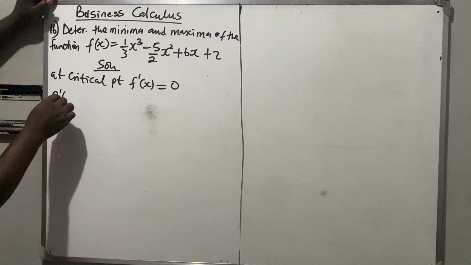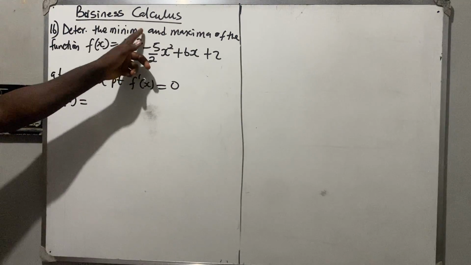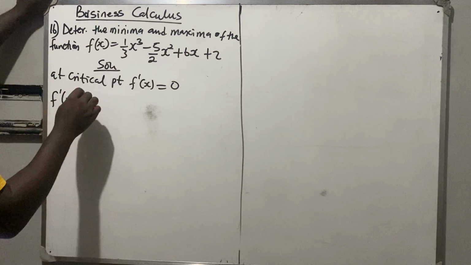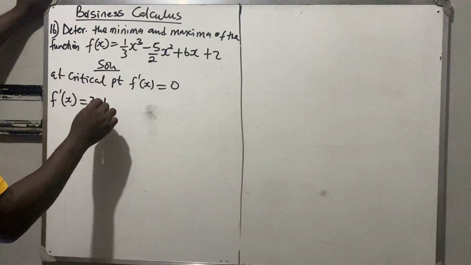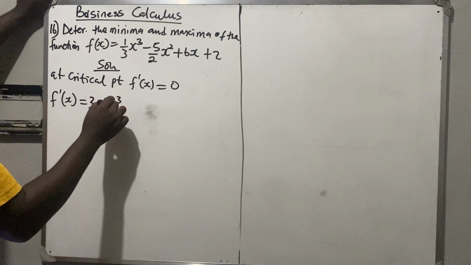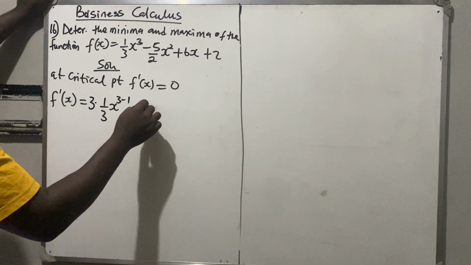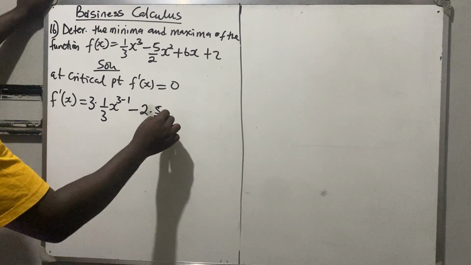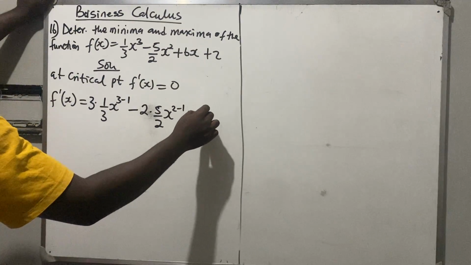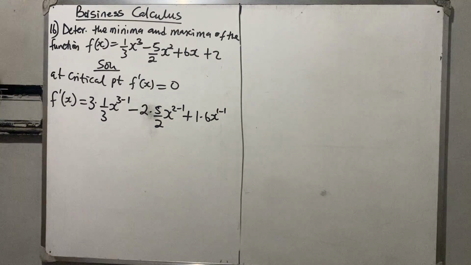For us to get f prime of x, we should differentiate this, and differentiation simply means multiply by the power, remove 1 from the power. So if we multiply by the power, I'm going to have 3 multiplied by 1 over 3 x raised to power 3 minus 1, minus, 2 multiplied by 5 over 2 x raised to power 2 minus 1, plus 1 times 6x raised to power 1 minus 1. Then differentiation of a constant that does not have x is 0.